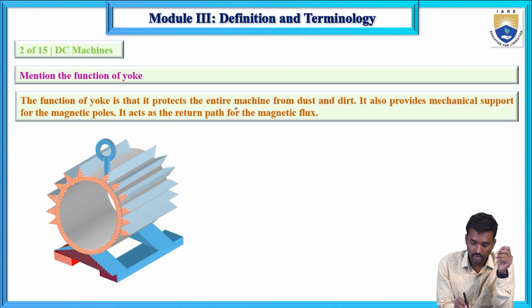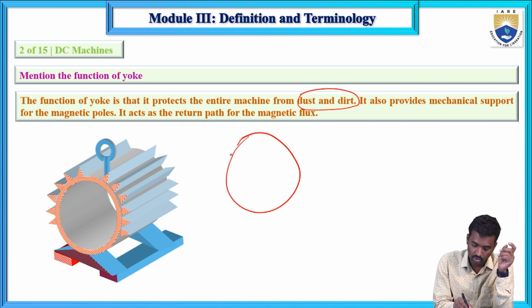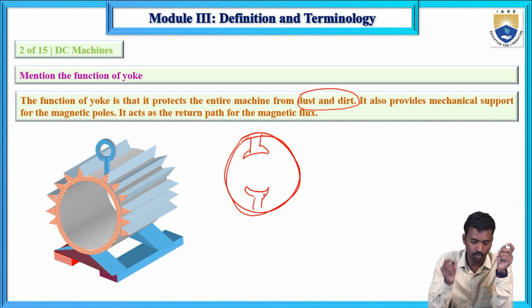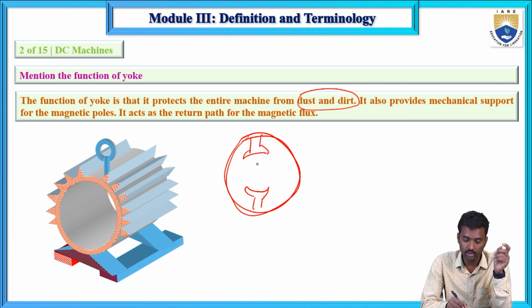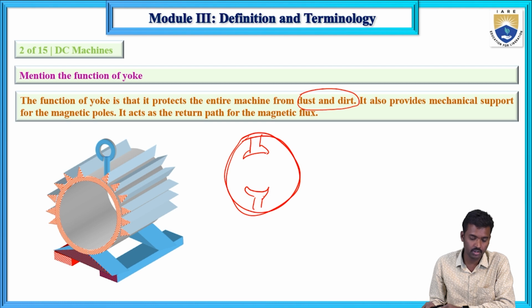It protects the entire machine from dust and particles, and it provides mechanical support for the field. This is the yoke, and this is the pole core, pole shoe, the complete poles. For these poles, the yoke provides mechanical support. It provides a low reluctance path for the magnetic field, and also a return path for the magnetic flux. It acts as a protective cover for the DC machine.